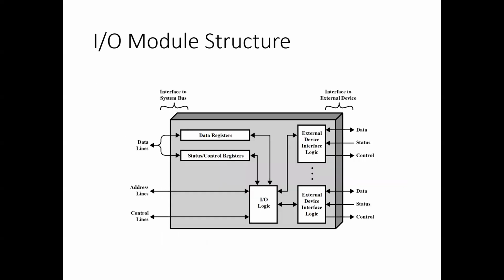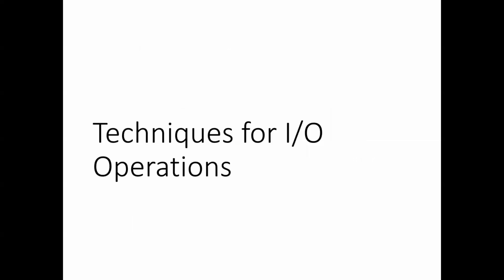So here's the overall I/O module structure. We have the interface to the system bus over on the left, the interface to the external device on the right. There's the I/O logic that has the address lines and control lines, and the external device interface logic, which allows us to send and receive data, get the status of the external device, and control the external device.